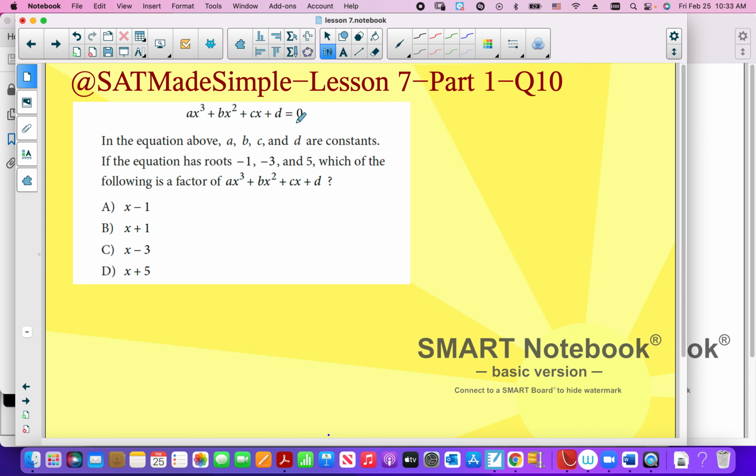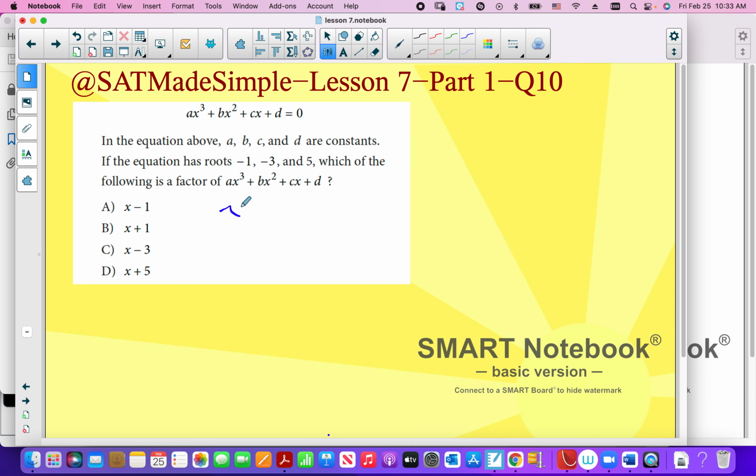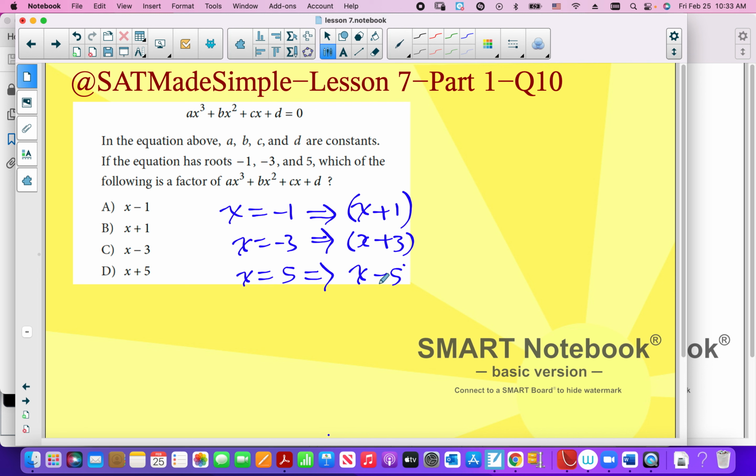So if it is a root, I can switch between a root and a linear factor. So let's say x is equal to -1. That implies x plus 1 is a factor of this cubic function. X is equal to -3. It implies that x plus 3 is also a factor. X is equal to 5. It implies x minus 5 is a factor. So which of these are given in the answers? X plus 1, so that should be my correct answer.